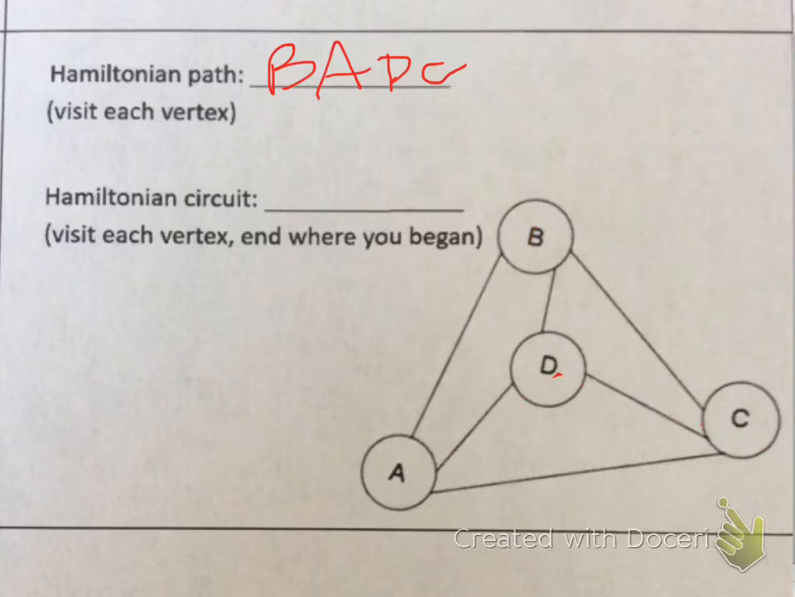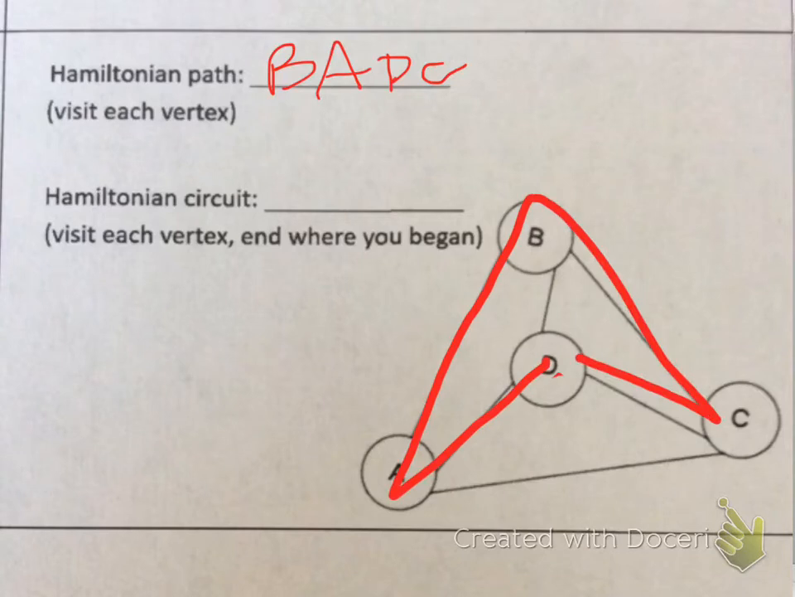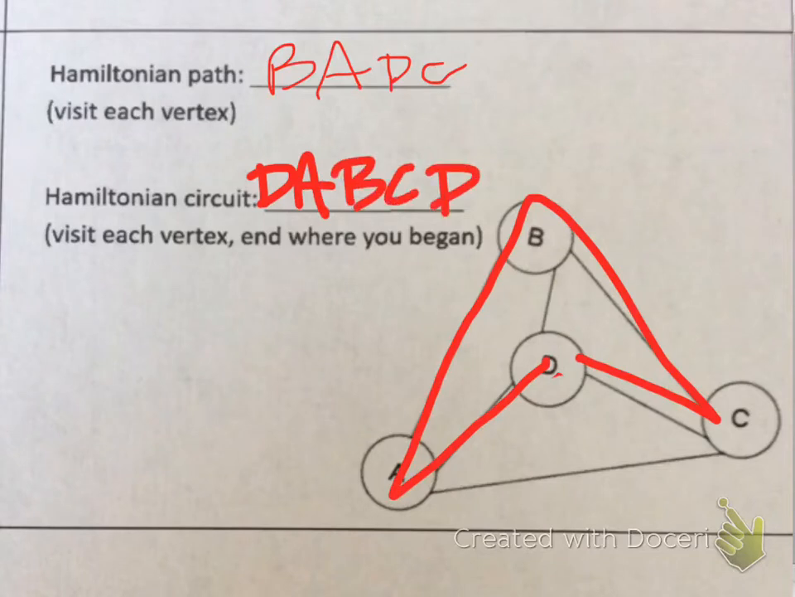Okay, so now I have to do a circuit, which means I have to stop and start in the same spot. So I think I'm going to start in the middle here and go D, A, B, C, D. That lets me start. So I started at D, I went to A, B, C, and I ended back up at D. So my circuit started at D and it ended at D.